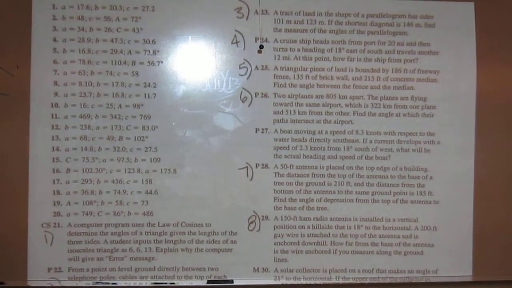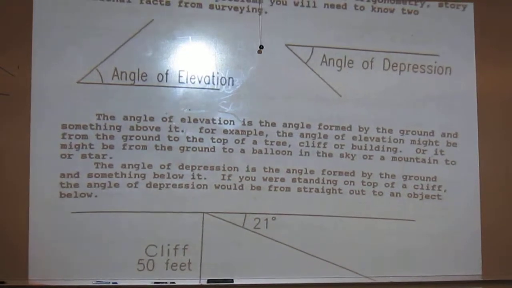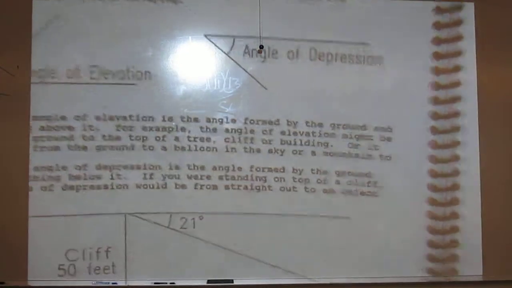The decreasing angle. Let me just point it out in the text. It's on page 34 of your text, angle of depression. They give you two examples of that. So what these two terms mean, you see these in problems all the time.